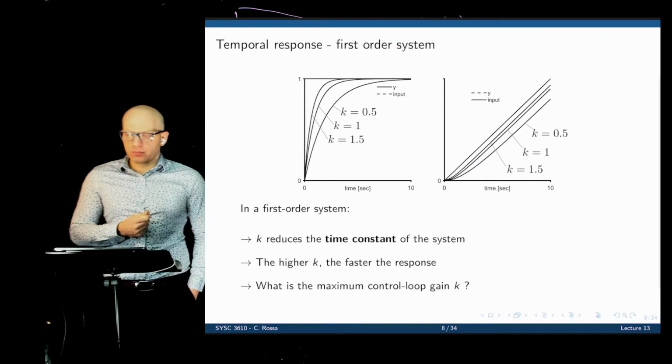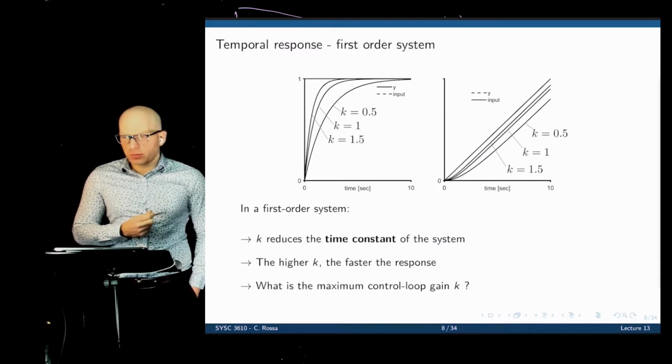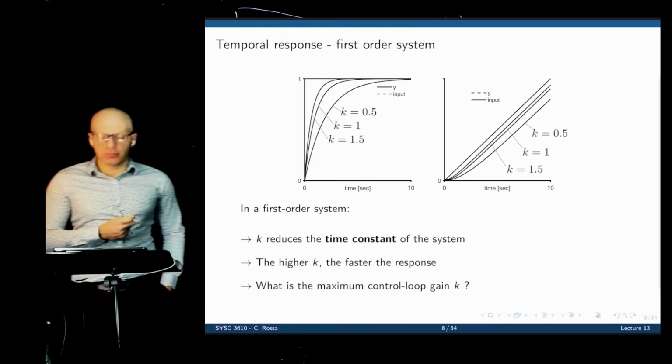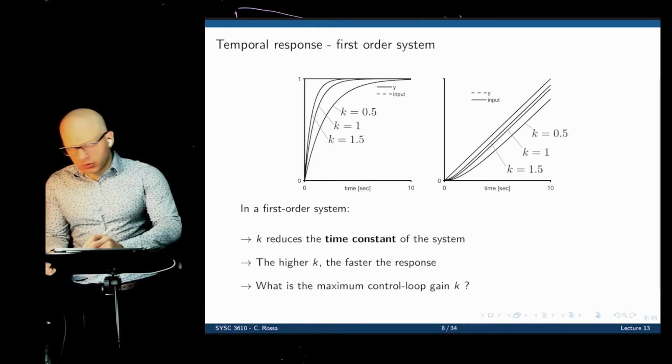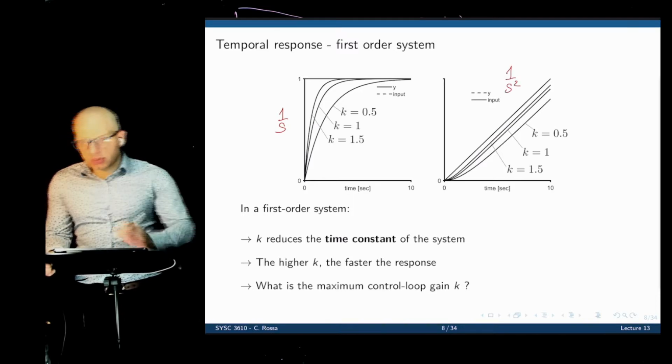Professor, what's the second graph? The second graph is the ramp response. Okay, thank you. Yeah, the first one is the step, the second one is the ramp. So the input to the first one is 1 over S, and for the second one it is 1 over S squared.